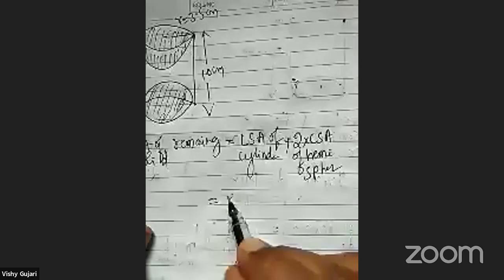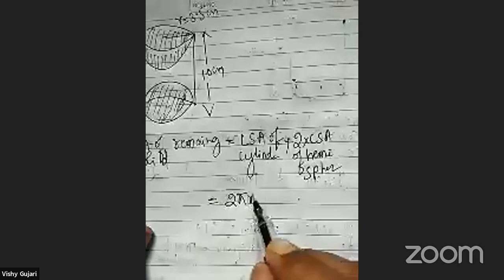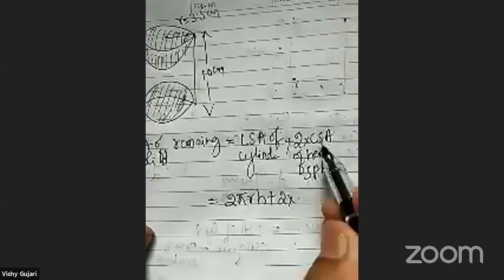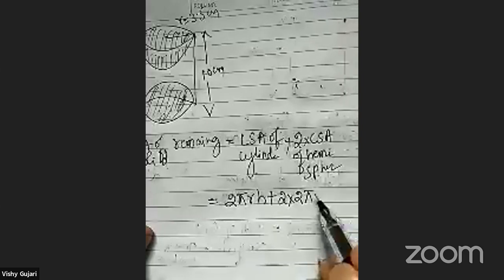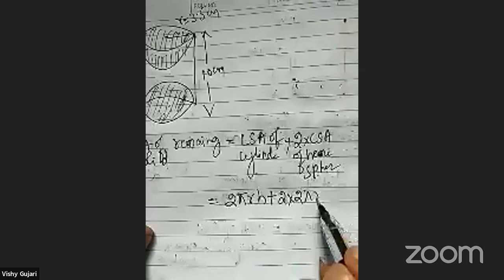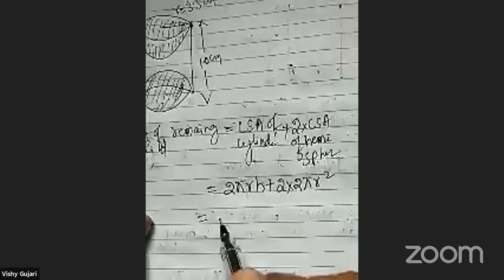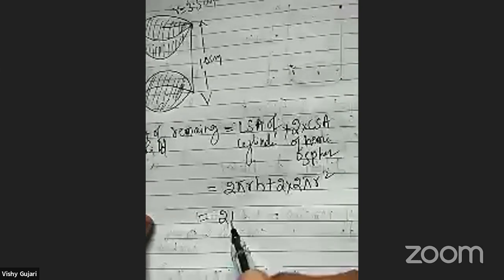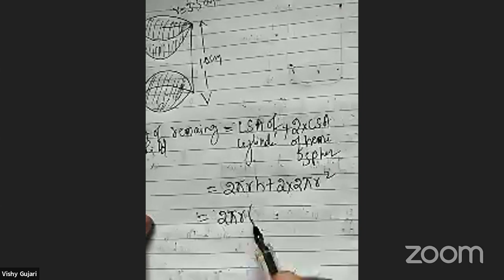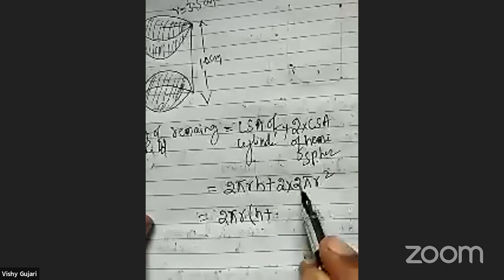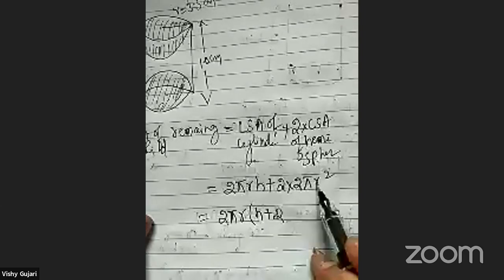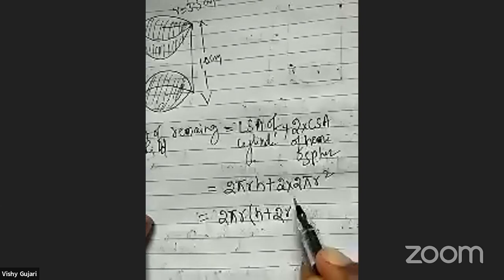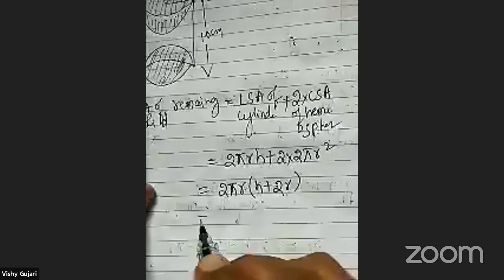LSA of cylinder is given by 2 pi r h, plus 2 into CSA of hemisphere, which is given by 2 pi r square. I am taking 2 pi r common into the bracket. h remains, plus 2 will remain, 2r, since from r square, r will remain.